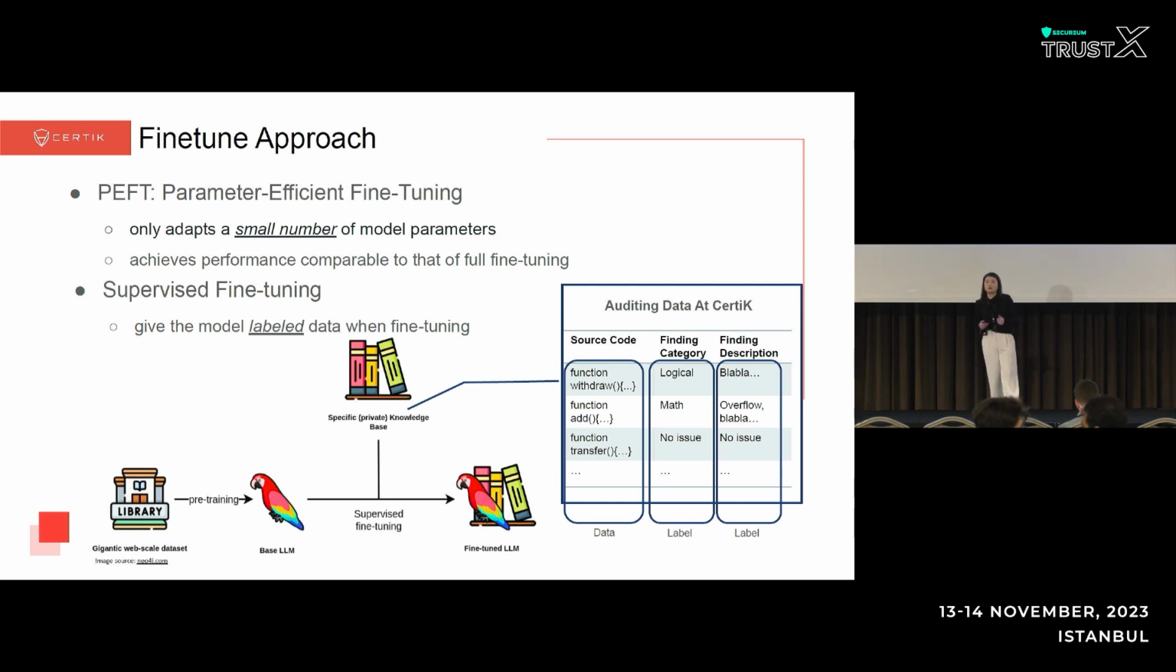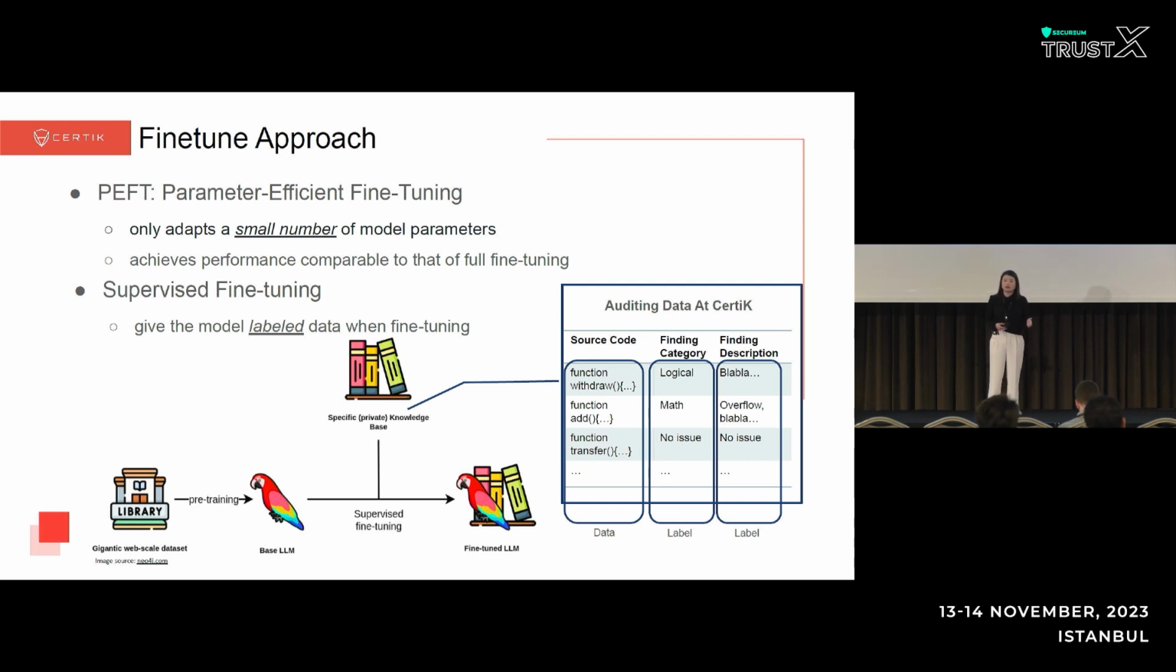So now we have chosen the base model, and we have our data. What are the next steps? The next step is that we have to fine-tune our base model. But we all know that large language models have more than billions of parameters, right? If we train all of them, it would be very costly. So we use the PEFT, parameter-efficient fine-tuning method. This way we can use a very small number of model parameters and get better performance compared to the full fine-tuning process.